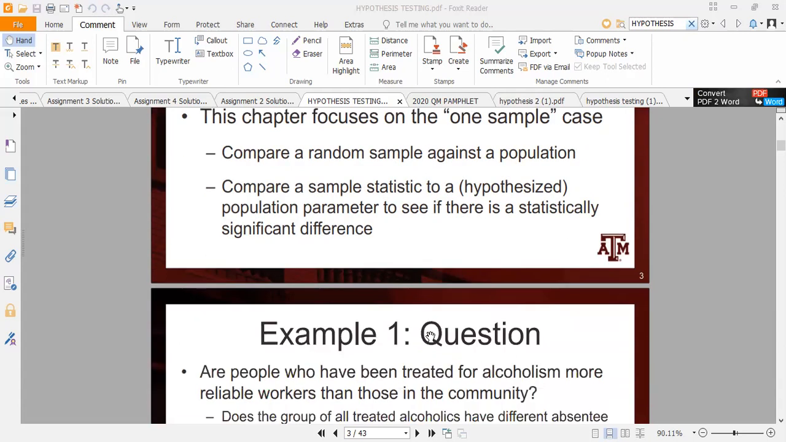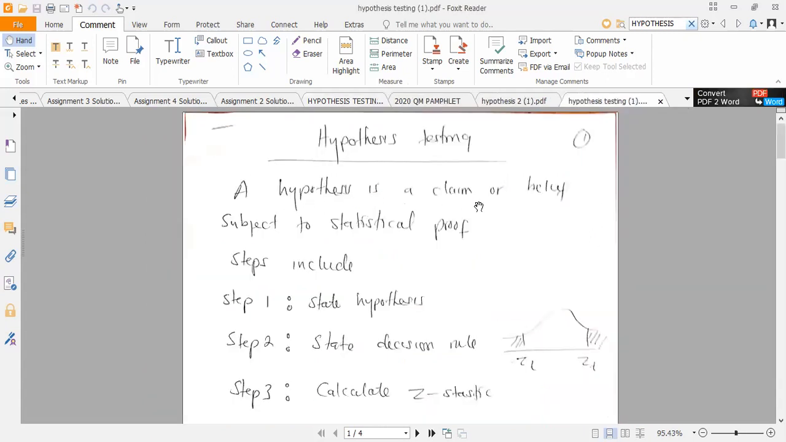And this takes us to our question to say, what is hypothesis testing? Hypothesis testing is basically testing a claim or a belief. This is what is called a hypothesis. So the steps that are included in hypothesis testing are: number one, you need to state the hypothesis. What assumption do we want to measure?